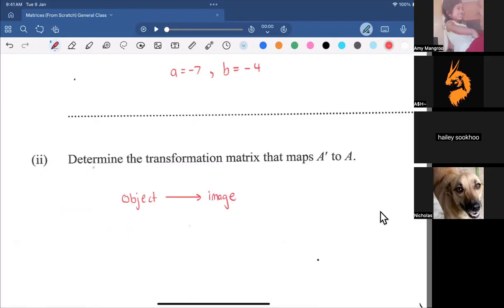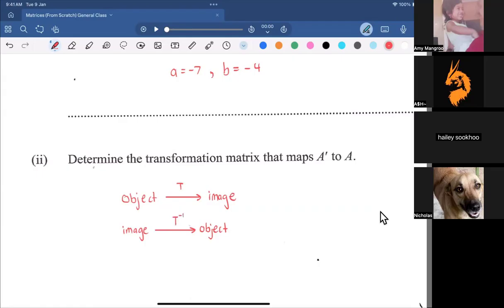Tell me, Haley, if I want to go from the object to the image, what do I normally multiply by? Transformation matrix. Yeah. So if I want to go in the reverse now, if I want to go from the image to the object, what do you think I multiply by? What's the opposite of T? The inverse of T. Right, T inverse.